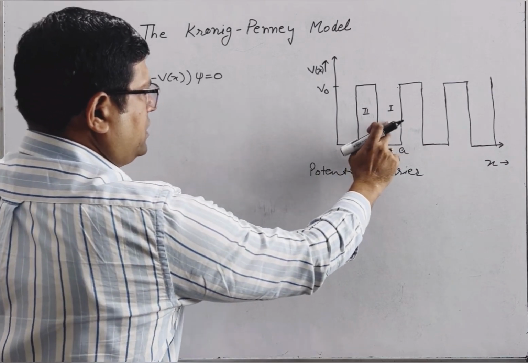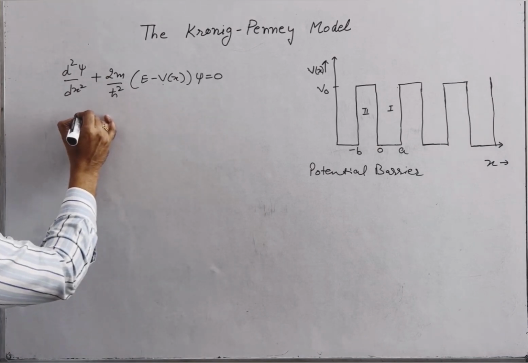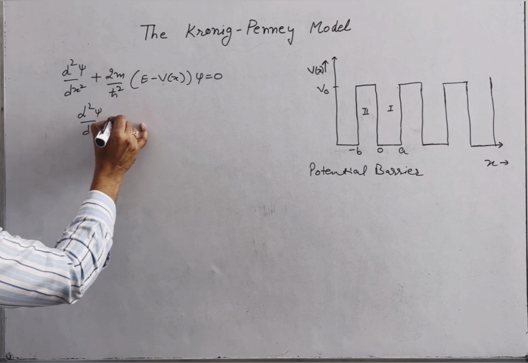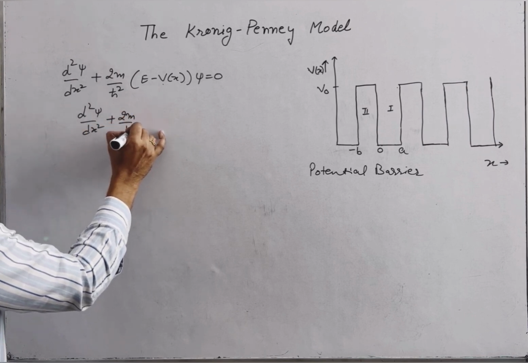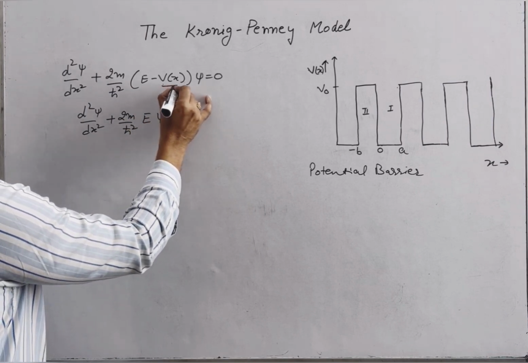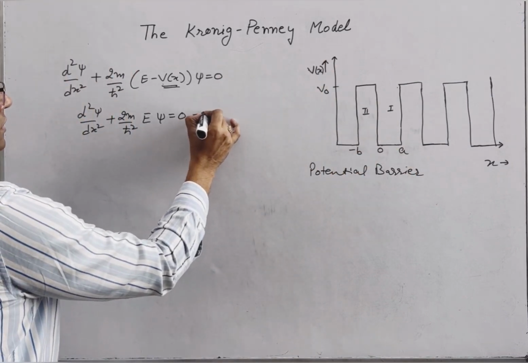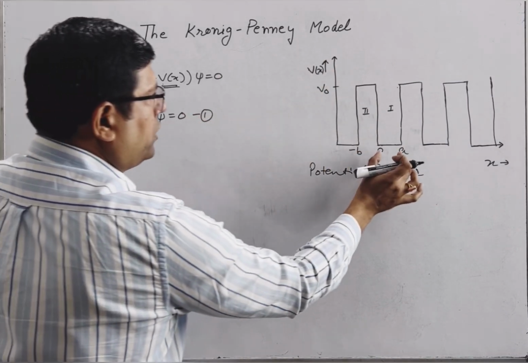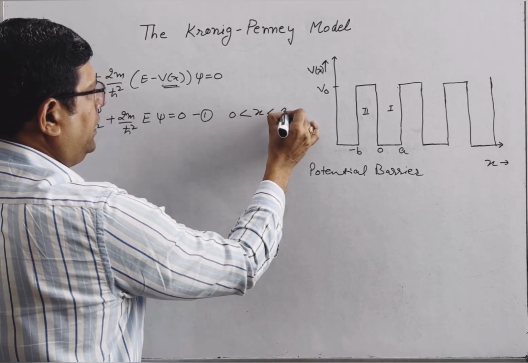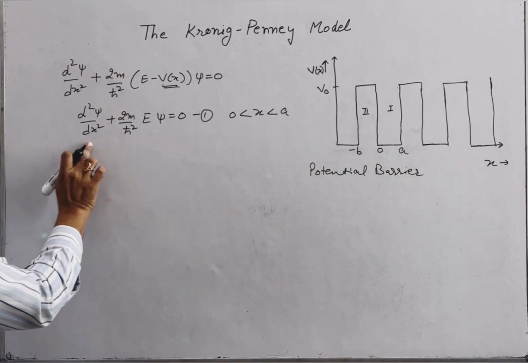Now, for region first, we know in this region potential is 0. This V(x) is 0. So the Schrodinger equation will be d2 psi upon dx square plus 2m upon h cut square into E psi equal to 0, because V(x) is 0 here. So this is equation number 1 and this is for region x lying between 0 and A. When x lies between 0 and A, this is region 1, and the Schrodinger equation will be this.